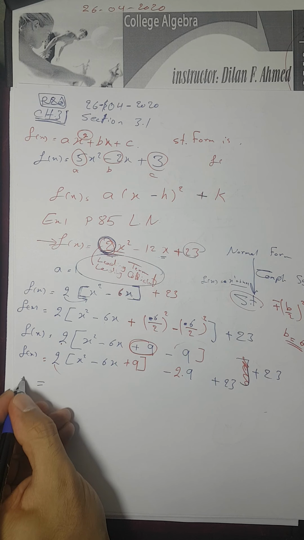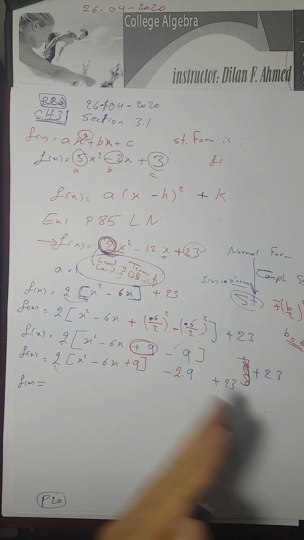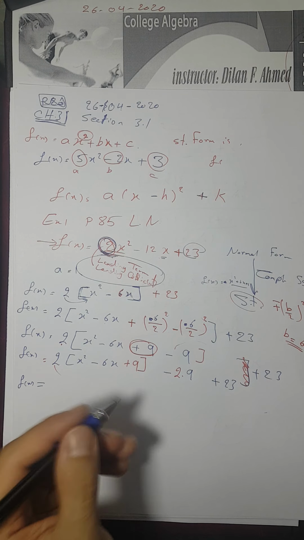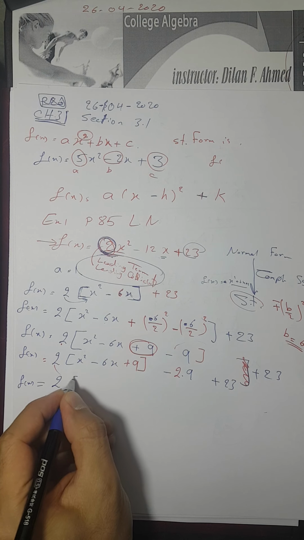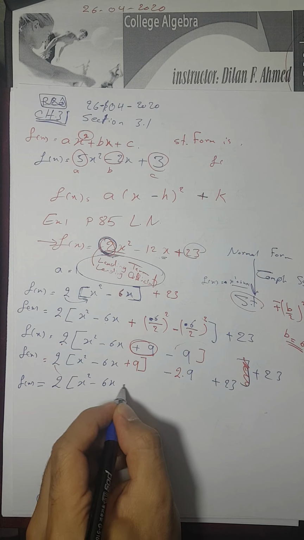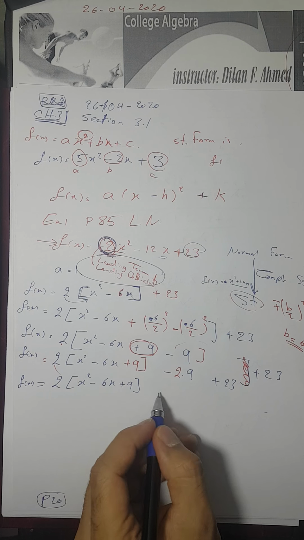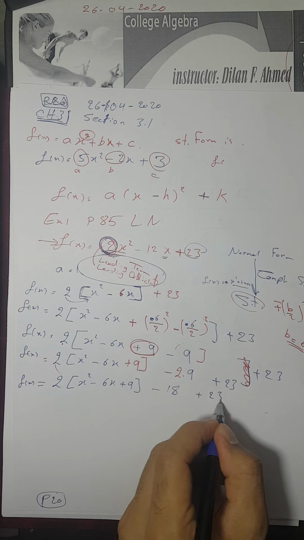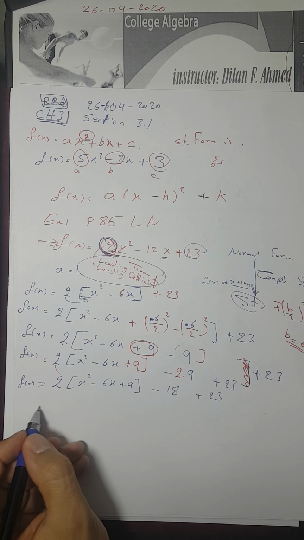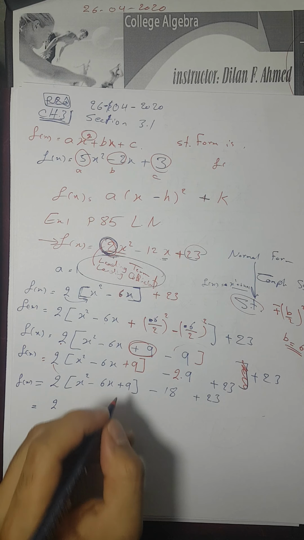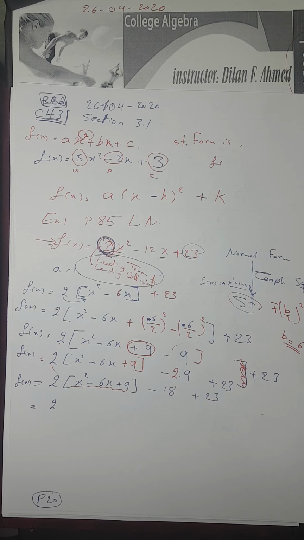So finally what do I get? Be patient, because we will solve another example and you will learn. I know the first time you need more time, but the second and third time you deal with this, it's easy for you. And I have minus 18 plus 23. So now this is our completing square, and I will show you how.